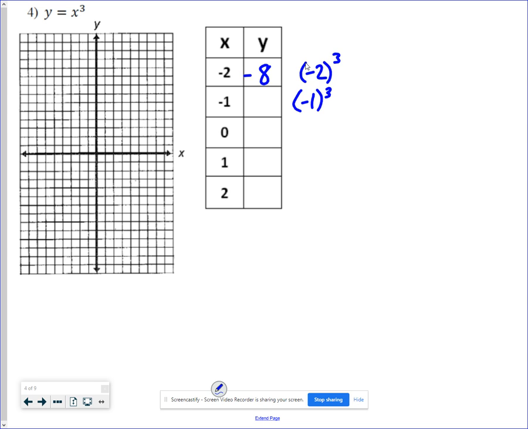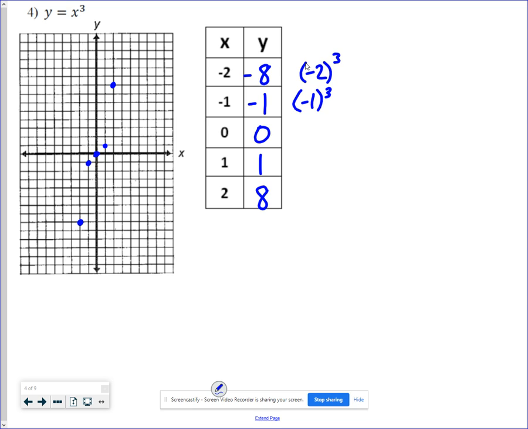-1 to the 3rd power, or -1 cubed, -1 times -1 times -1. I know it's going to be a 1, but there's 3 negatives, so it's going to be negative. 0 times 0 times 0 is 0. 1 times 1 times 1 is 1, and 2 times 2 times 2 is 8. So when I graph this, again, you can see some of the numbers match, but the signs don't this time. So (-2, -8) is way down here. (-1, -1), (0, 0), (1, 1).